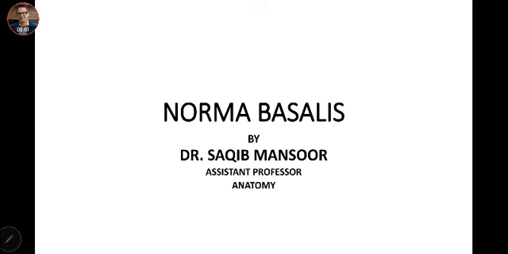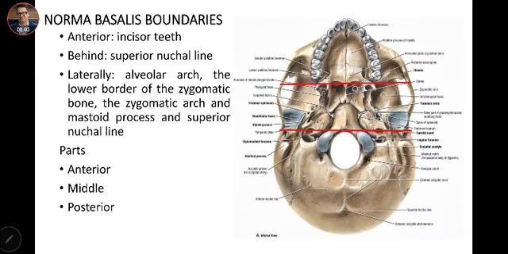And today's topic is Norma Basalis. Here you can see this is the inferior view of the skull, which is the Norma Basalis. It includes the inferior view of the viscerocranium and the neurocranium. Neurocranium in its inferior view to the fullest, and the viscerocranium minus the mandible. The mandible is removed from the facial skeleton of the viscerocranium.